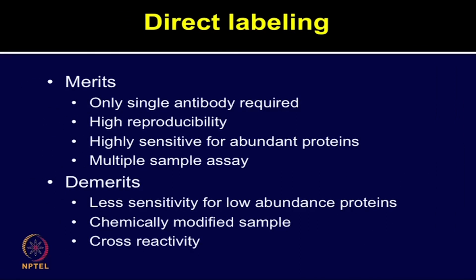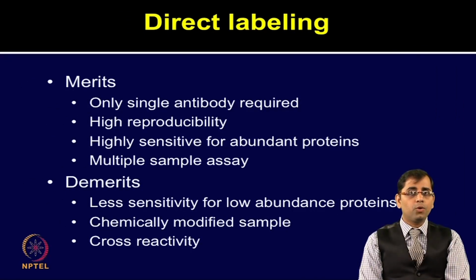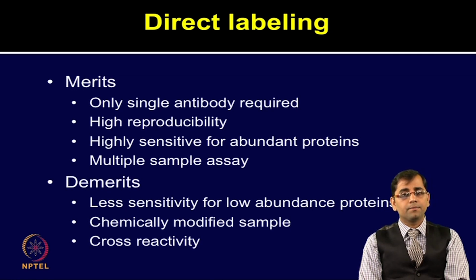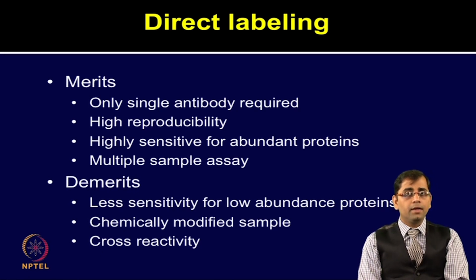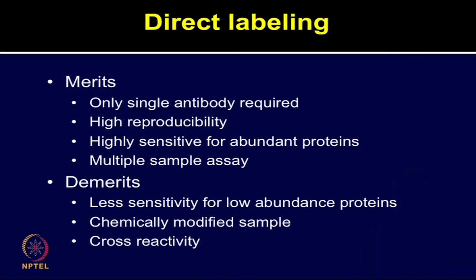The direct labeling method has many advantages. It requires only a single capture antibody. It has the capacity of multiplexed detection of hundreds of analytes. It offers accuracy and reproducibility which is required for abundant proteins. However, it has several disadvantages as well. It is less sensitive for low abundant proteins. Chemically modified samples are used, and there is some chance for cross reactivity.